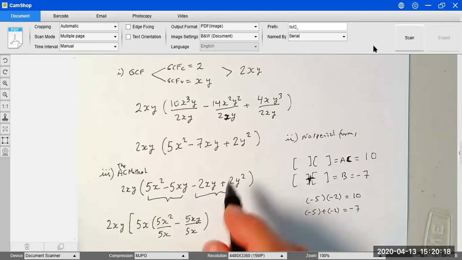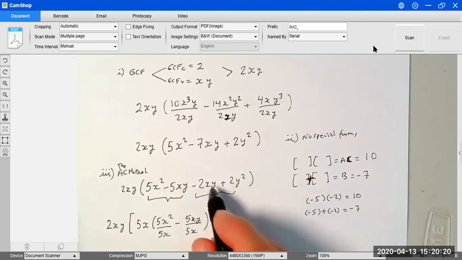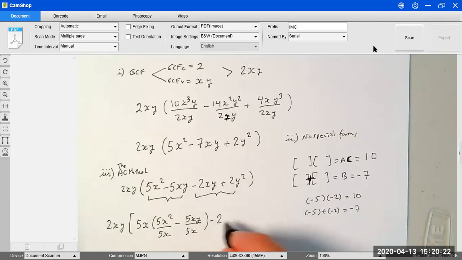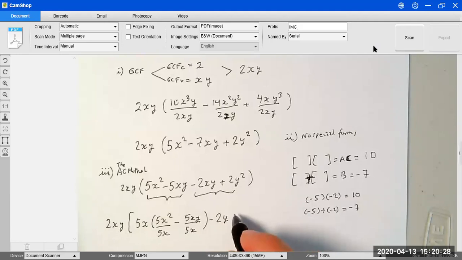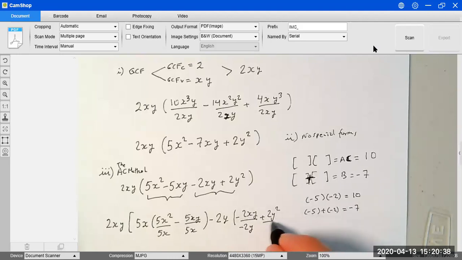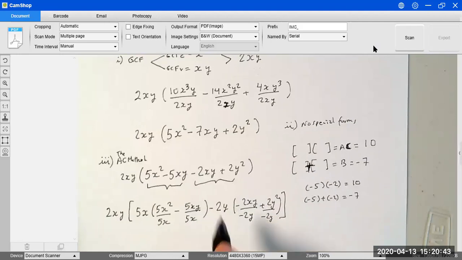Then for the second group, the leading term is this one, so we're going to factor negative 2, and in this case only y appears in both terms, so it's only y, because x only appears in one term. So I'm going to divide negative 2xy over negative 2y plus 2y squared over negative 2y. Those are the fractions that I need to simplify now.